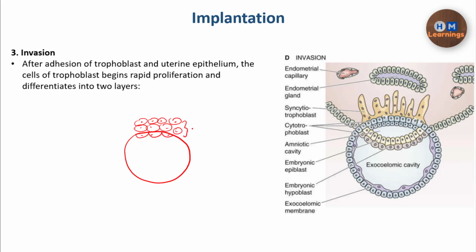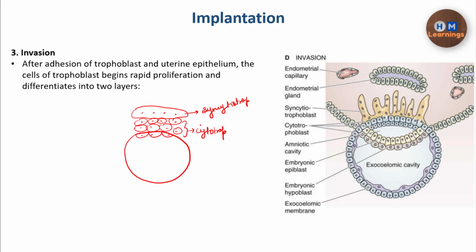The inner layer is going to form the cytotrophoblast, and in the outer layer, the cytotrophoblast cells are going to be fused. Many cells fuse to form a multinucleated cell layer, which is called the syncytiotrophoblast. The syncytiotrophoblast is the layer which is actually invading or entering inside the endometrium. Invasion means you are actually entering inside that structure.